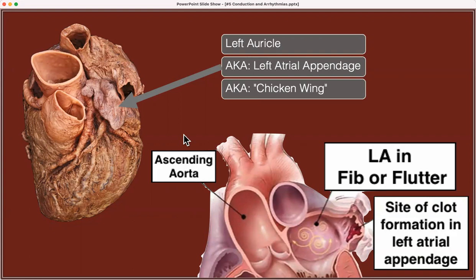Now the clot tends to form in this atrial appendage. They also call it the chicken wing. And with atrial flutter or atrial fibrillation, the blood tends to swirl. And if blood just is swirling and not moving forward well, and the heart is not contracting well, that blood clot can form in that left atrial appendage. And so that's what the cardiologist is looking for, is for clot.